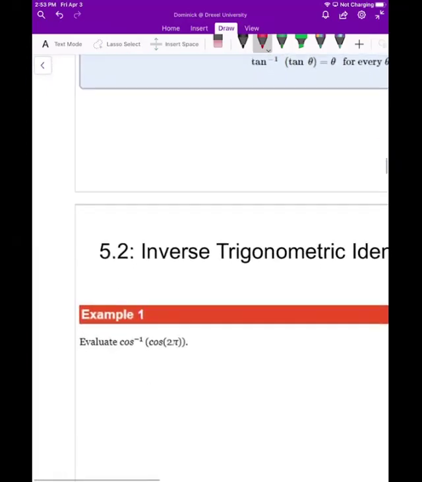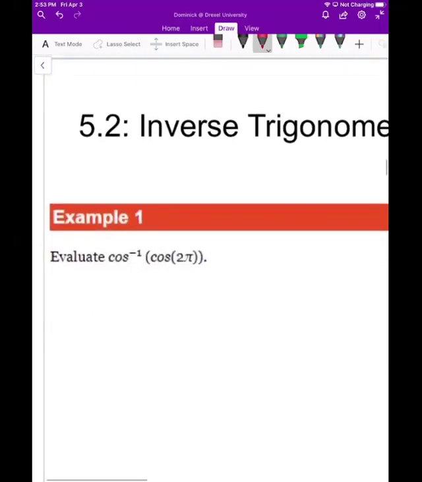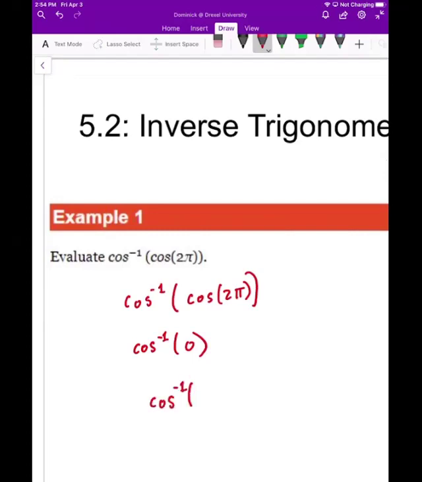As a couple of examples, if we want to find the inverse cosine of cosine of 2 pi, well, let's take a look. We know that cosine of 2 pi, of course, is 1. And now, what's an angle whose cosine is 1?